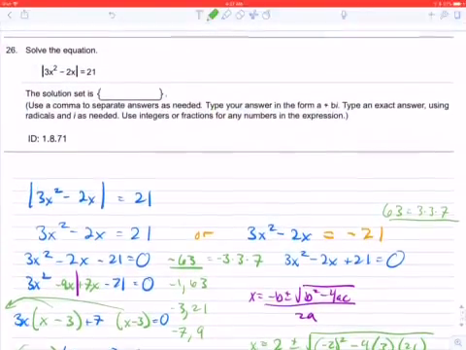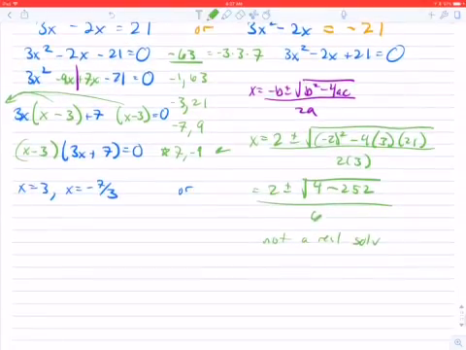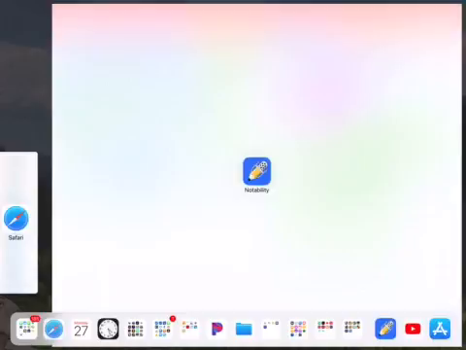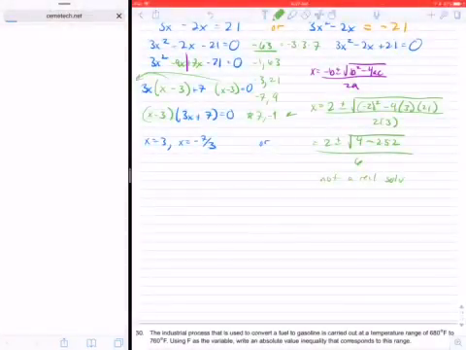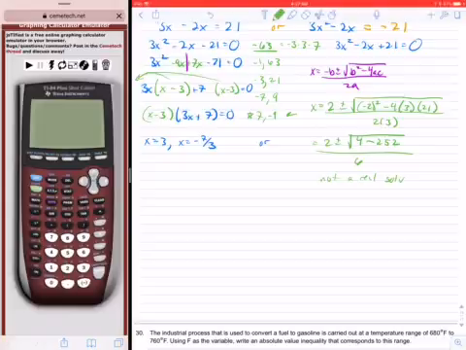Okay, let's go back to our question. It says, use a comma to separate as needed. Oh, a plus bi. Okay, type an exact answer. Oh, so they want those solutions. Okay. Well, let me check these numbers then. Has to load again.